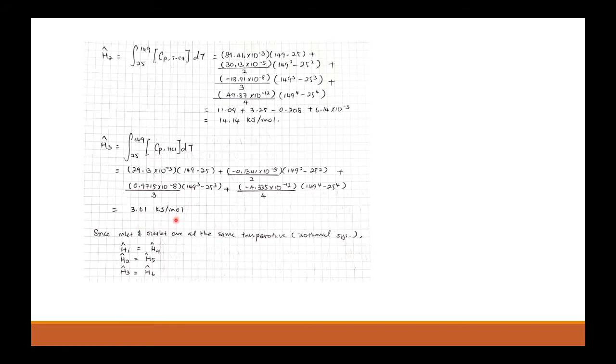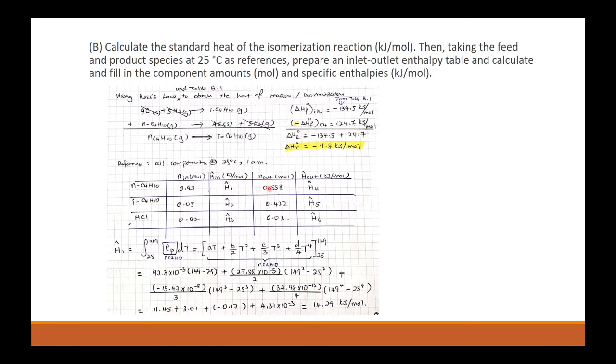Since the inlet and outlet are at the same temperature, since it was stated in the question that it is an isothermal system, therefore H1 is equal to H4, H2 is equal to H5, and H3 is equal to H6. Okay, the enthalpy at the inlet and the enthalpy at the outlet is the same because it is an isothermal system.